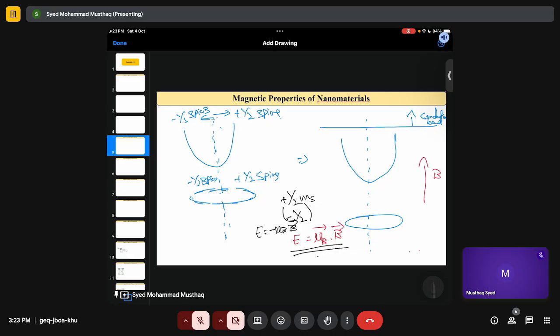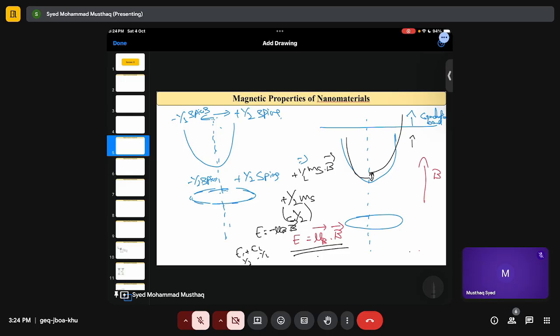now what happens? This will shift upwards. Why? Because it is a plus half, plus MS dot B. It will shift upwards a bit. Now what happens to this one? This one will shift downwards. And this is your E1 plus E2, which is from plus half and minus half.